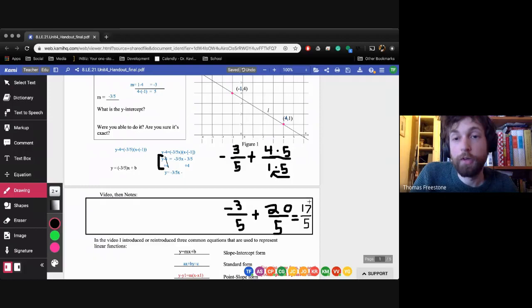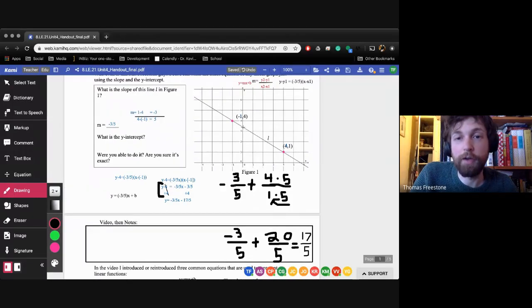And so, believe it or not, that is the exact amount of the y-intercept. So this number right here is positive 17 fifths because I took negative 3/5 and added 4, and the positive 4, the positive 20/5, is much larger than the negative 3/5. So I end up with a positive 17/5. So this number right here, the y-intercept b, is equal to that number, positive 17/5.